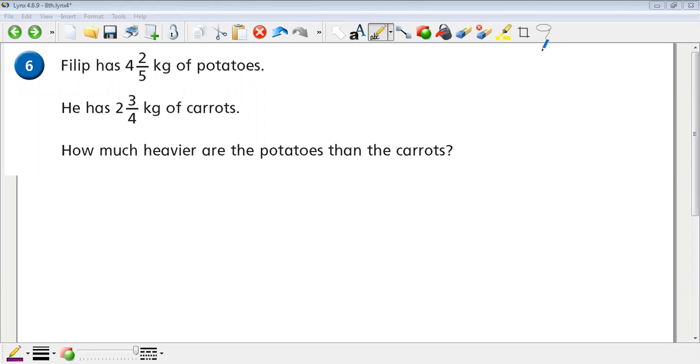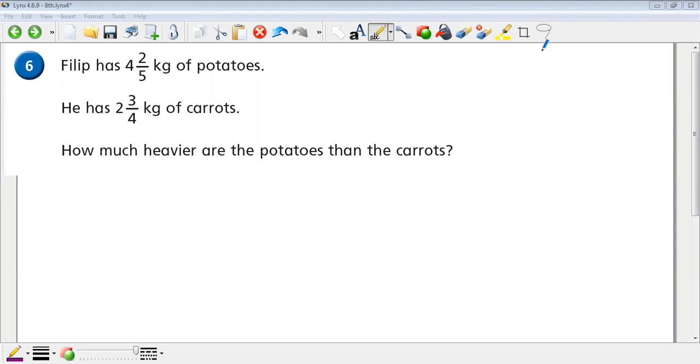So we've got Philip has 4 2/5 kilograms of potatoes. He has 2 3/4 kilograms of carrots. How much heavier are the potatoes than the carrots? Now, because this is fraction work, I'm going to keep it as fractions. You could convert it and subtract at the end. I'll show you that as well.